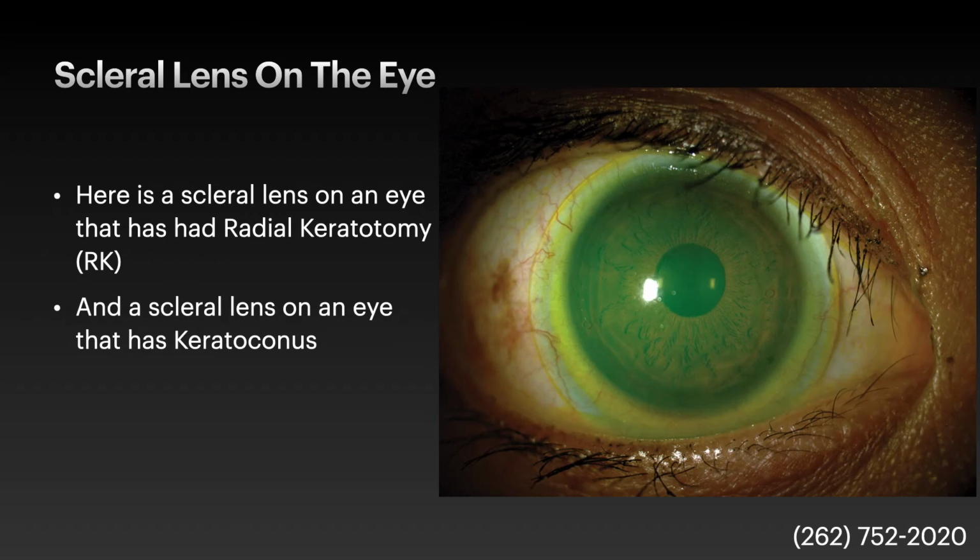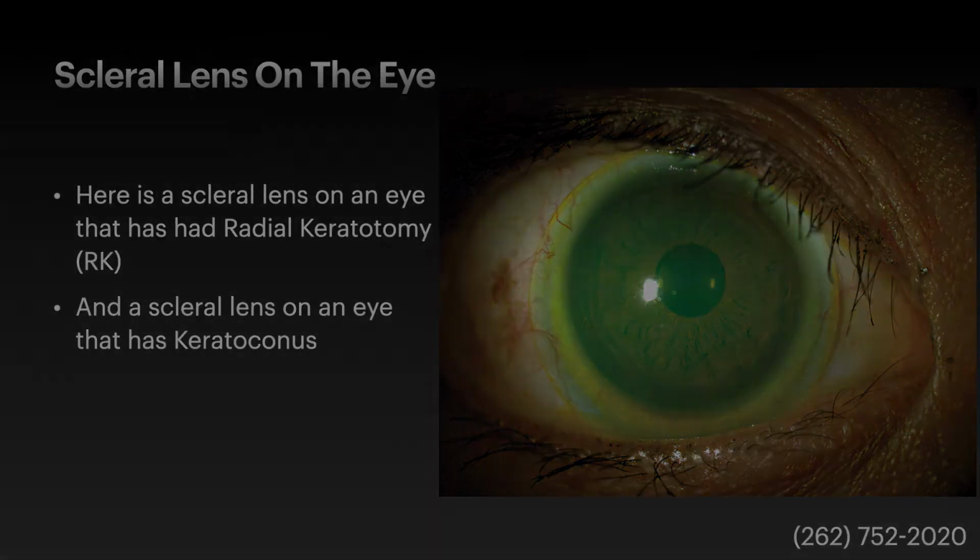And this is a scleral lens on a patient's eye who has keratoconus. The lens is not yellow or green in color. Rather, the lens is clear, but there's some dye that's been placed underneath the lens to allow for an evaluation of the fit for this patient. It also helps make the edges of the lens show up better, which is why I use this picture to show you the lens.